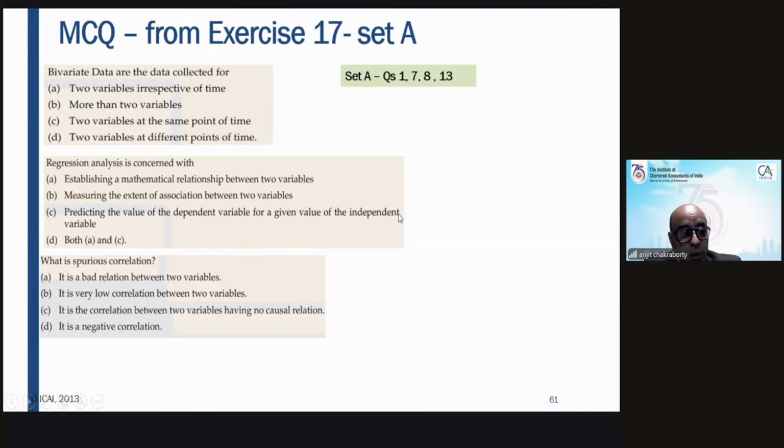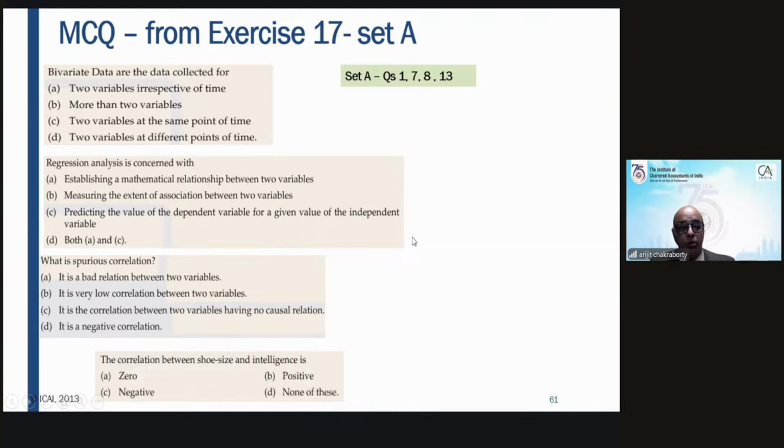Question number 13, let us see the next question. The correlation between shoe size and intelligence. Normally, agar socha jaye, we will not have any objective reason for positive or negative. It will be a zero correlation. That means zero or no correlation. So 13th question we can tick option A.